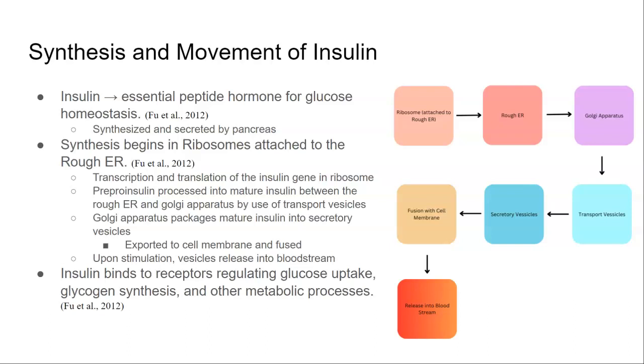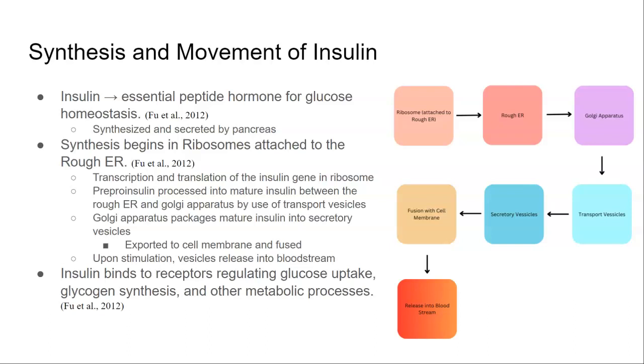Once the Golgi apparatus obtains the insulin, it matures and is packaged into secretory vesicles. The vesicles move to the cell membrane and fuse there. This allows the release of insulin into the bloodstream. Once in the bloodstream, it can respond to stimuli and bind to insulin receptors. This process allows for the regulation of glucose uptake, glycogen synthesis, and various other metabolic processes.